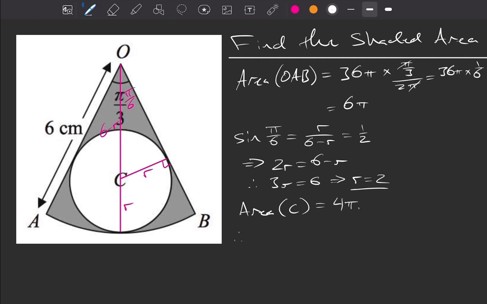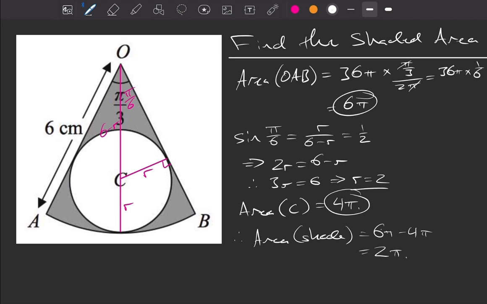And therefore, altogether, the shaded area is equal to the 6 pi minus the 4 pi, which altogether gives us 2 pi. Beautiful. Very nice answer.